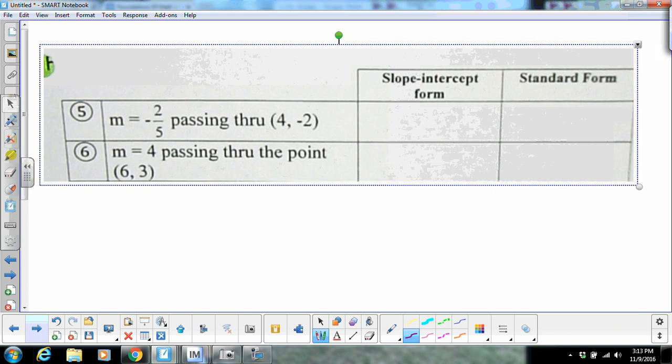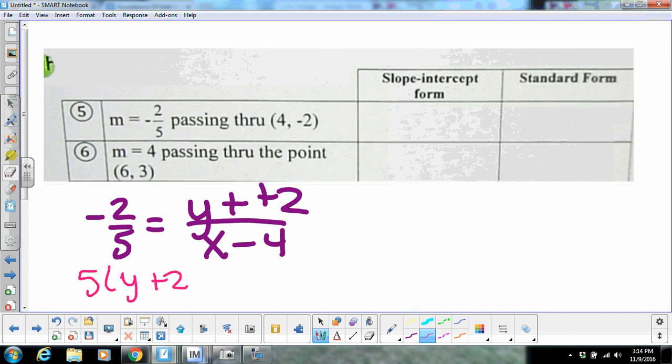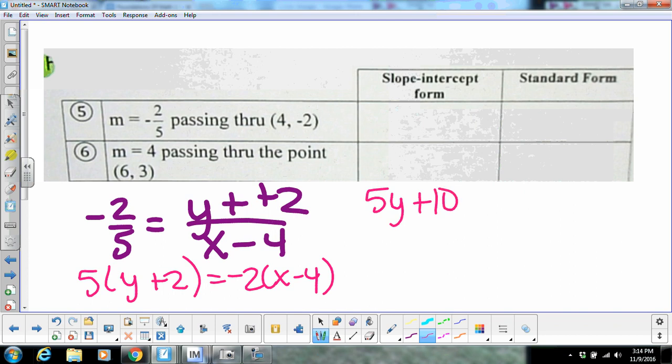Okay, number 5 and 6 gave you the slope and a point, so I'm just going to work one of these out. I'm going to work number 5 out. I'm going to start with my slope being negative 2 over 5, and I'm going to use the slope formula and plug my point in. When I cross multiply, remember that means 5 times (y plus 2) equals negative 2 times (x minus 4). So that's going to give me 5y plus 10 right here and negative 2x plus 8.